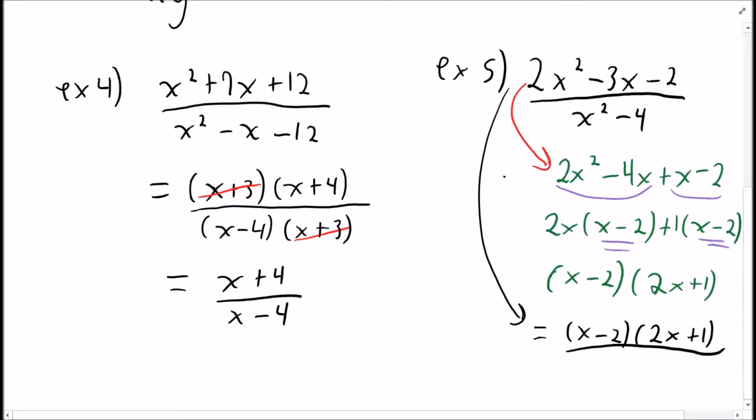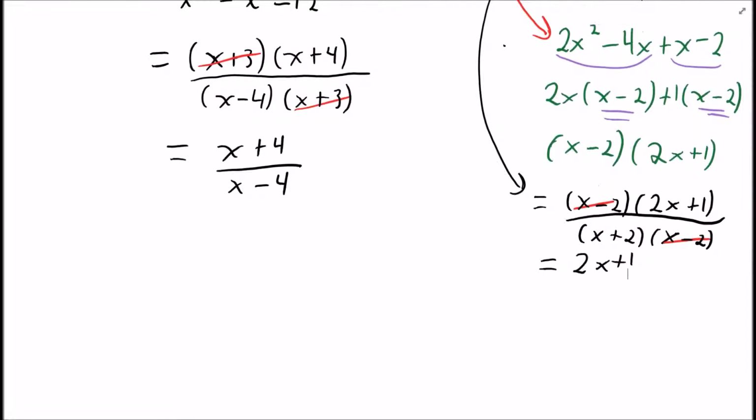all divided by, now remember, x squared minus 4 is a difference of squares. So x is a square and 4 is also a square. It's 2 squared. So that gets factored into x plus 2, x minus 2. And I see an x minus 2 in both of them, so I'm going to cancel that out, leaving me with a final answer of 2x plus 1 on top divided by x plus 2 on the bottom. And I can't go any further than that.